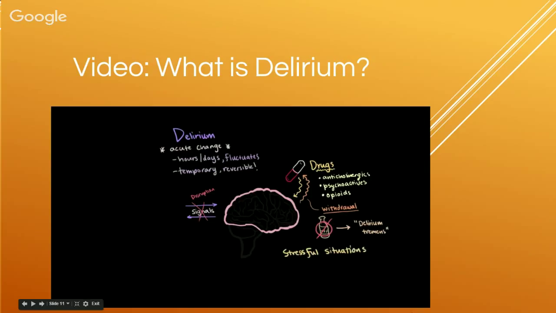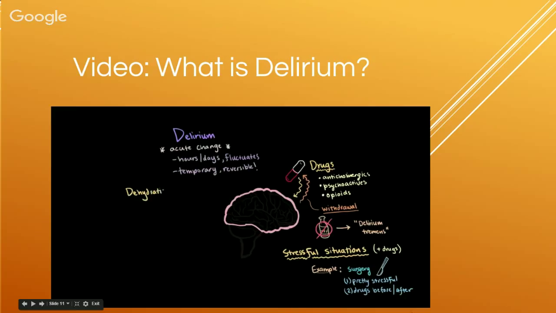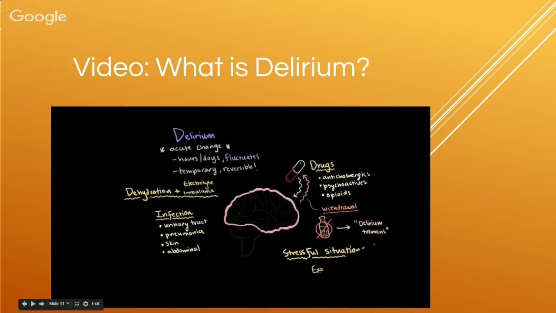Another major cause is stressful situations. Stressful situations alone might be enough to trigger delirium, especially when they're paired with drugs. For example, delirium is common after a surgery, which is one, usually a very stressful ordeal, and two, usually accompanied by drugs or sedatives during the surgery and likely pain medications after the surgery. Also, other physiologic conditions that may cause delirium are things like dehydration and electrolyte imbalances, and infections like urinary tract infections, pneumonia, skin infections, and abdominal infections.